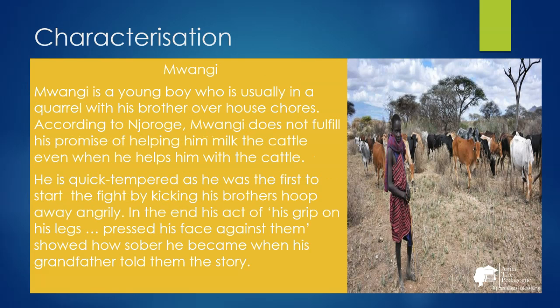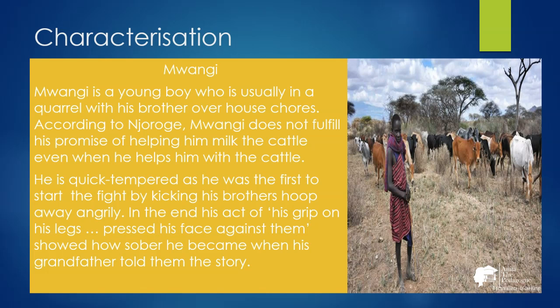Let's look at the character Muangi. Muangi is a young boy who is usually in a quarrel with his brother over house chores. According to Njoroge, Muangi does not fulfill his promise of helping him milk the cattle even when he helps him with the cattle. He is quick-tempered as he was the first to start the fight by kicking his brother's hoop away angrily. In the end, his act of gripping his legs and pressing his face against them showed how sober he became when his grandfather told them the story of the old man and his 7 sons.